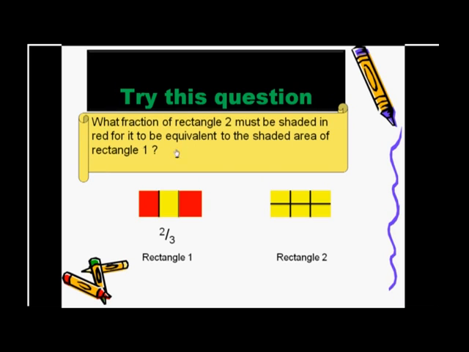Now you're going to read this question, then you're going to pause the video and try the question. It says, what fraction of rectangle 2, which is rectangle number 2, must be shaded in red for it to be equivalent to the shaded area of rectangle 1. So pause the video and try this question. Okay, let's see if you and I have the same answer.